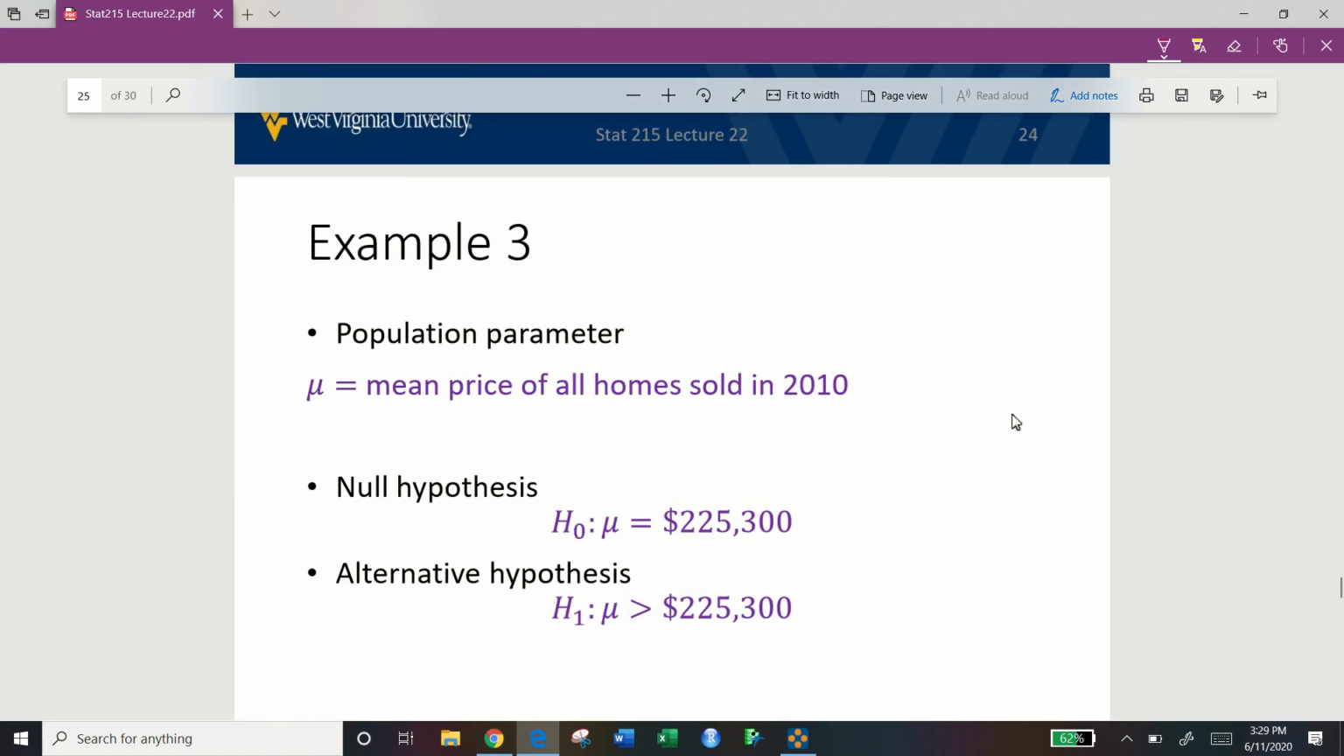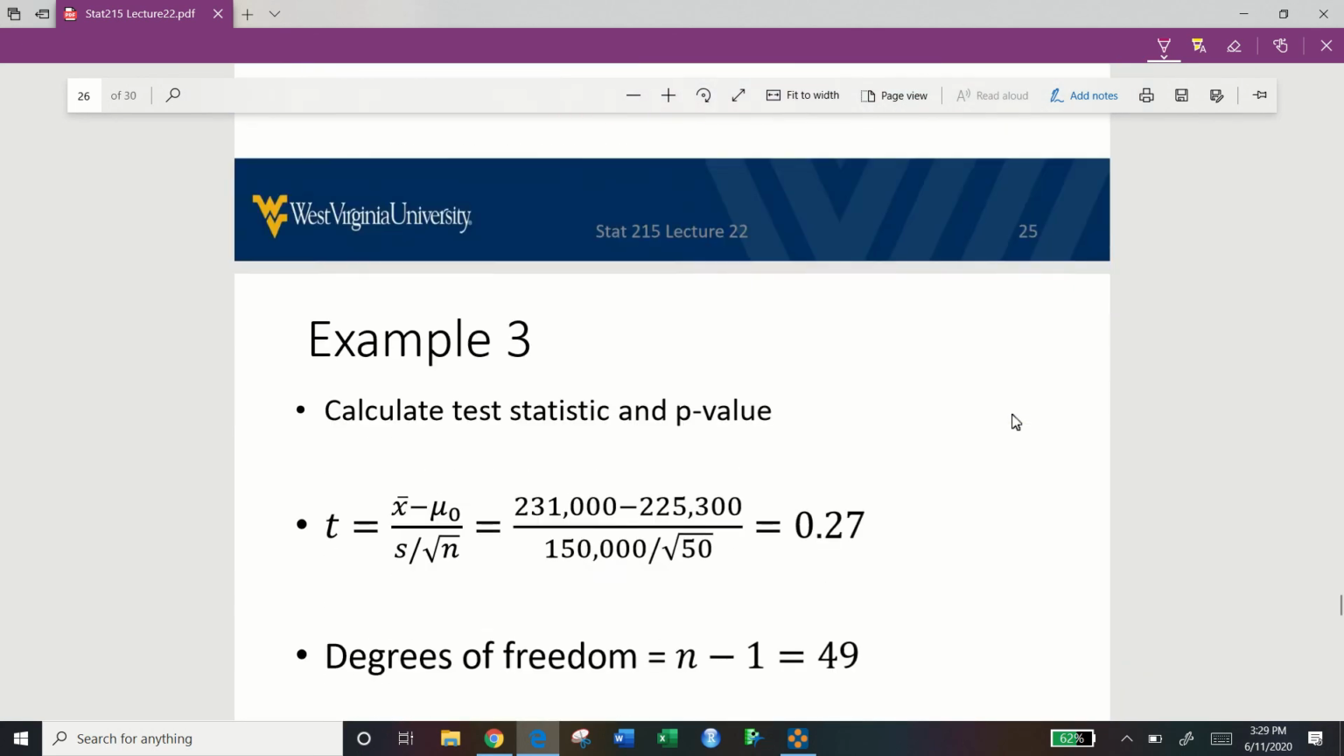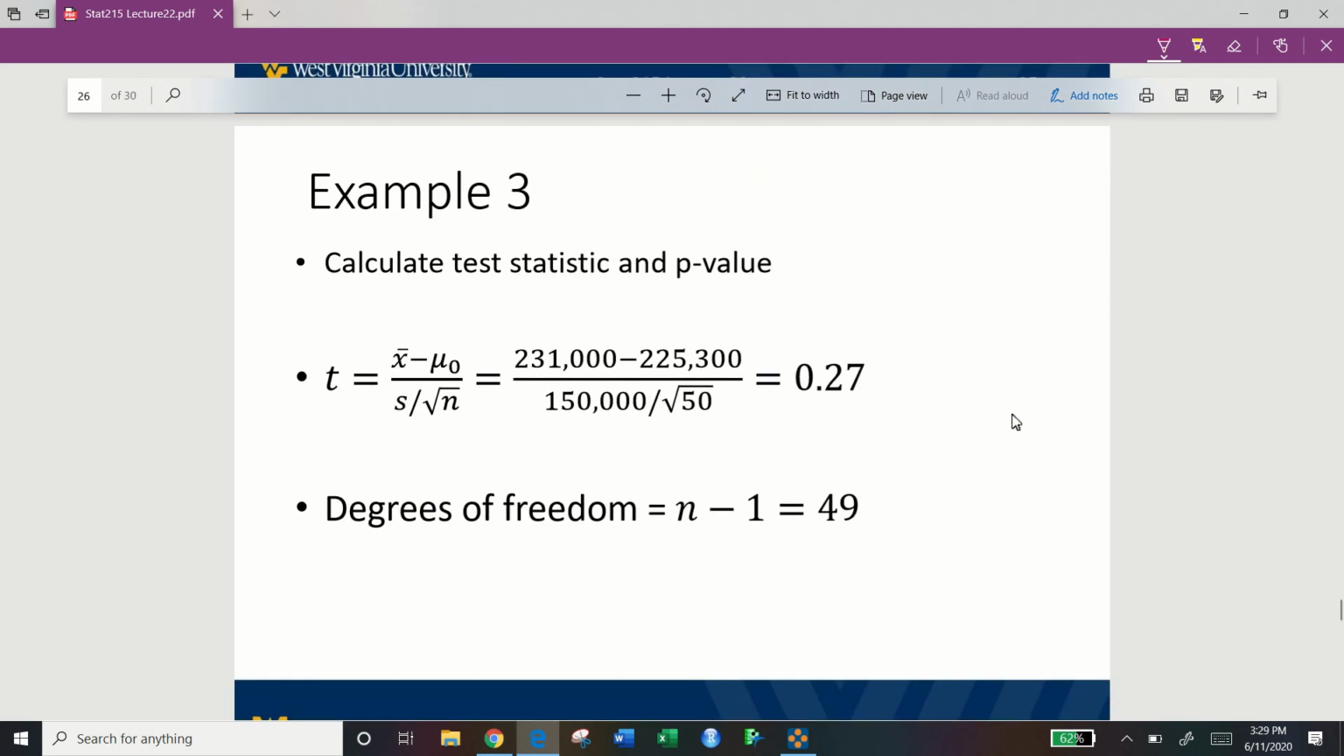Now, if we recall, in this case, just like in our previous two examples, we were not given the population standard deviation. We were given the sample standard deviation of the 50 homes. Also, we were told that this was a random sample, so therefore we have to use the t-distribution. So let's go ahead and calculate our test statistic and our p-value. Our test statistic will be t equals x bar minus mu naught divided by s divided by the square root of n. By plugging in the appropriate information, we will get a t-value of 0.27 and a degrees of freedom of 49.